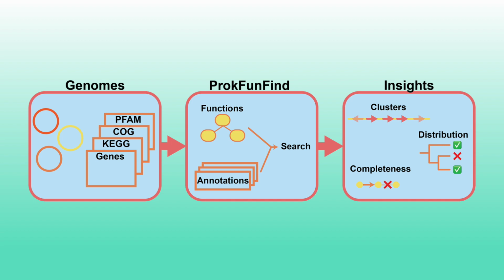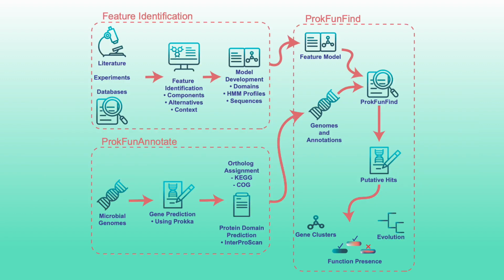Our tool ProkFunFind has been designed to fill in the gap between annotation and insight by providing a way to synthesize different annotations and search approaches into one cohesive approach. Our tool breaks down into three different components. Feature identification, which involves the definition of what is being searched for. The ProkFunAnnotate tool, which is a pipeline for running a set of commonly used annotation tools on a set of genomes that you're interested in. And the ProkFunFind tool, which is used to search for functions that are defined by the feature models.